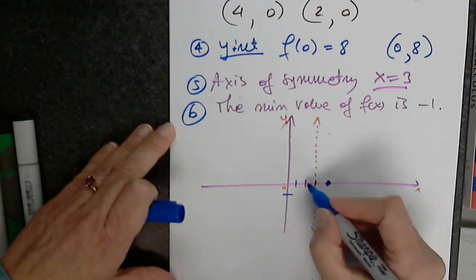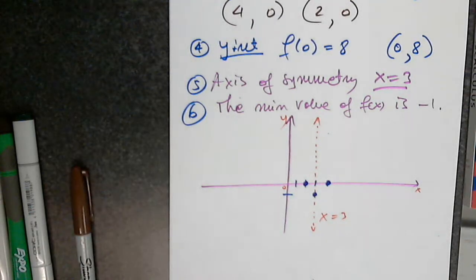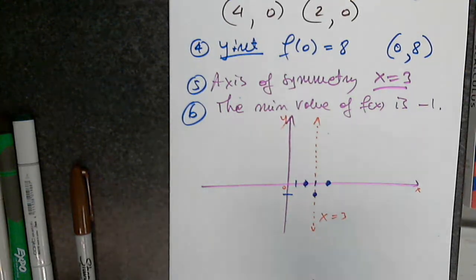Very good. Notice, let's stop for a moment and look at these two x-intercepts. Are they symmetric with respect to the axis of symmetry? Yes, 1 unit away from the axis of symmetry. Okay, and finally the y-intercept.